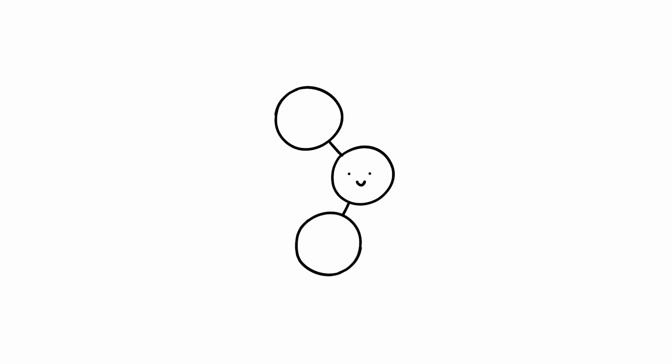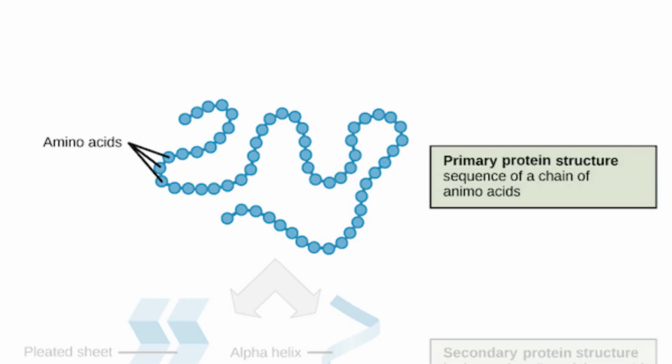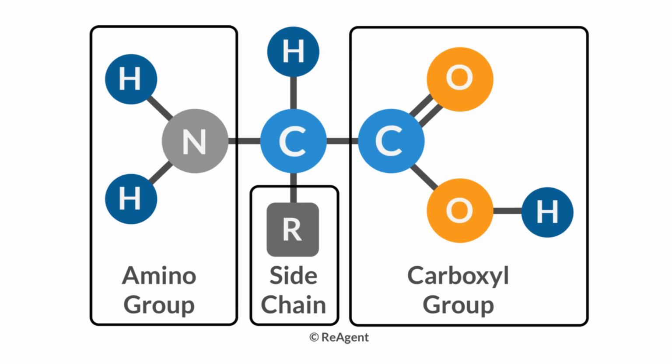There are 4 levels of protein structure. The first level of protein structure is primary structure. This is a sequence of amino acids in a protein, which are linked together by peptide bonds. These amino acids are monomers for proteins. Each amino acid has an amino group, a carboxyl group, and an R group. We'll talk about each functional group later. This sequence is determined by genes.